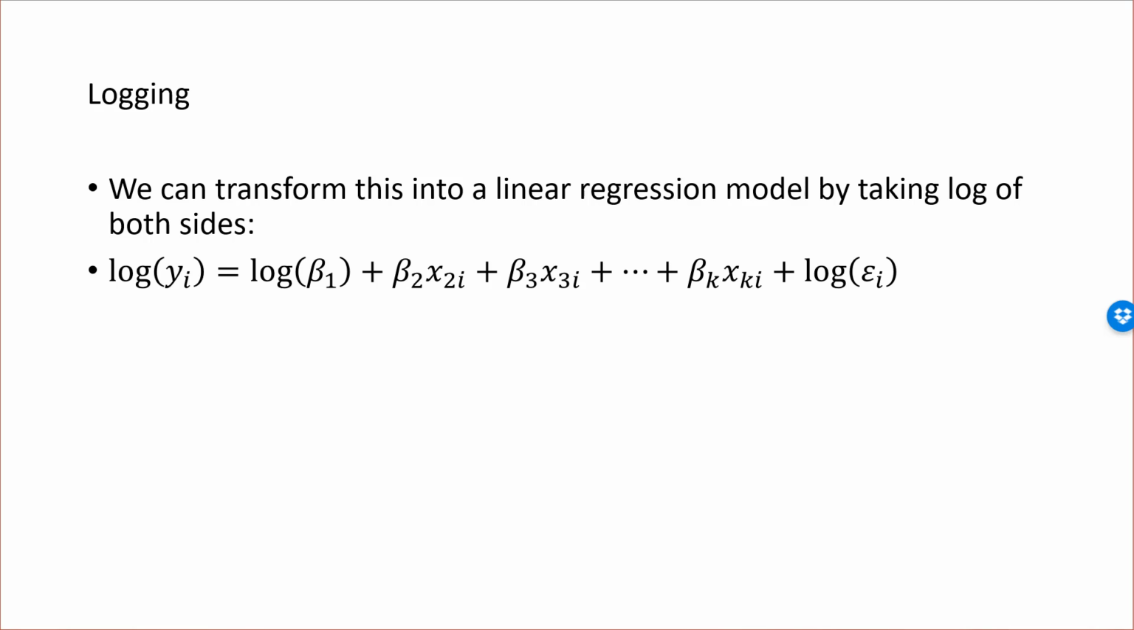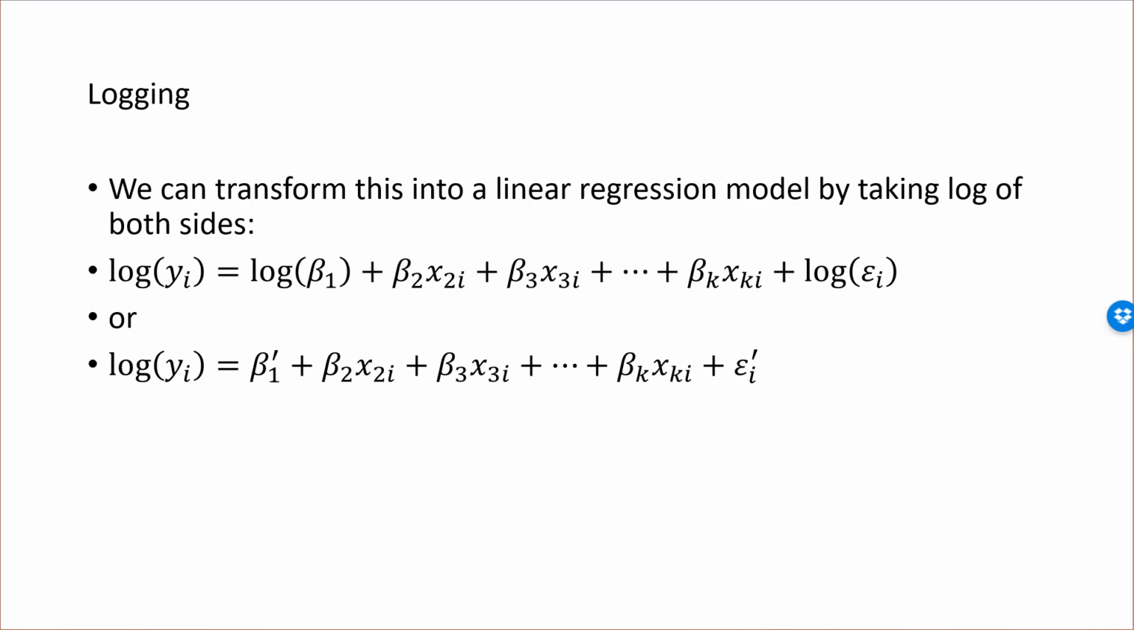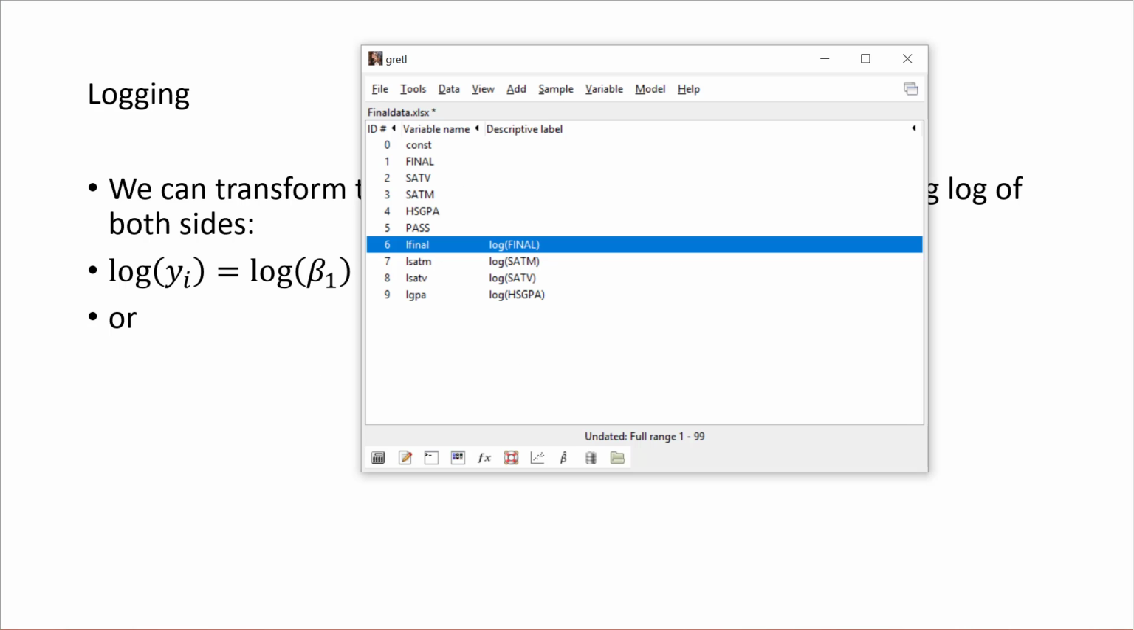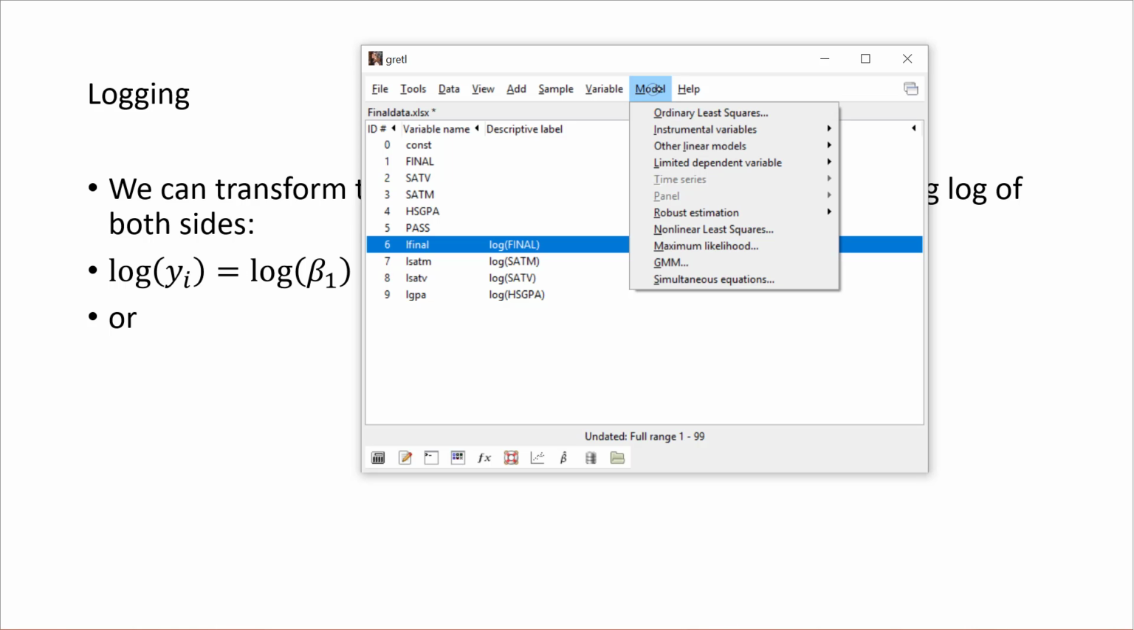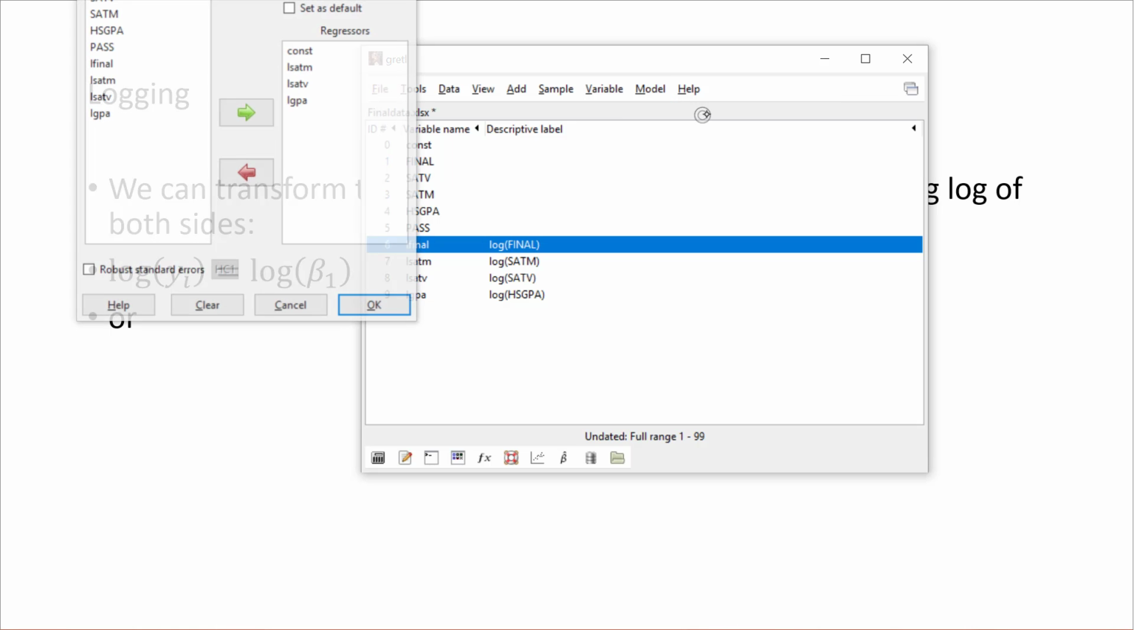Log yi equals log beta 1 plus a linear function plus log epsilon i, which we prefer to write like this. This is the log-linear model. So the next question is, how do we estimate this model? Well, that's actually easier than estimating the log-log model, because now we only have to transform the y data, the dependent variable.